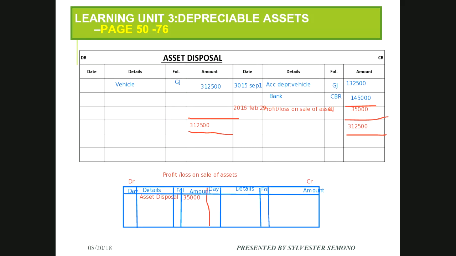Are we all on the same page? Now, procedure number 4, I normally call it depreciation for the year. You can write it down. Procedure number 4 is depreciation for the year. Now, I want us to go back to the information.